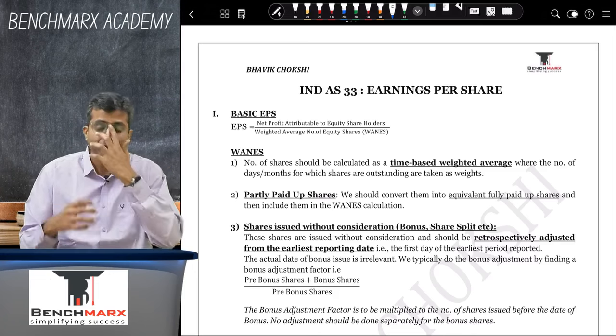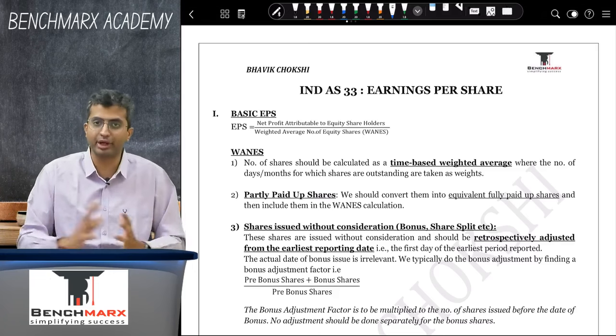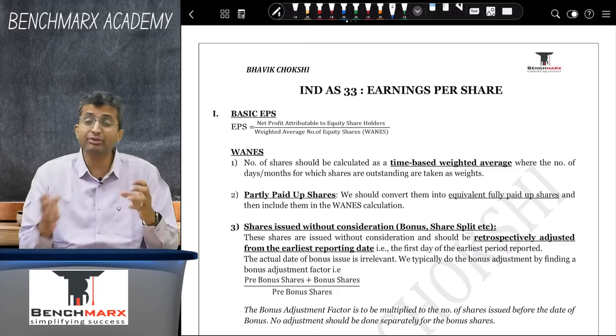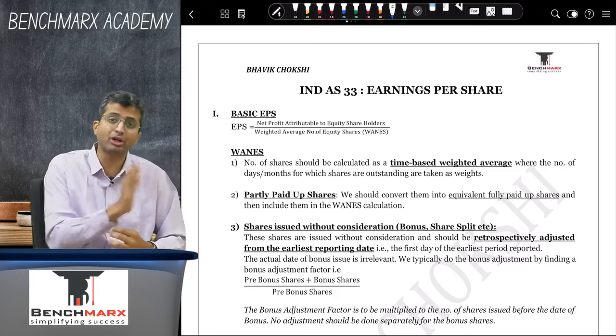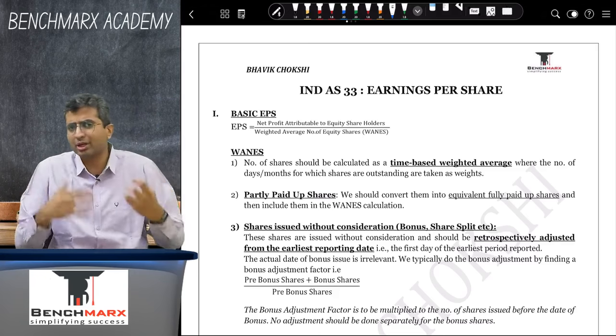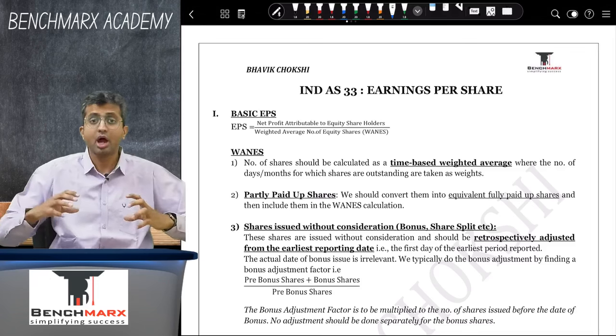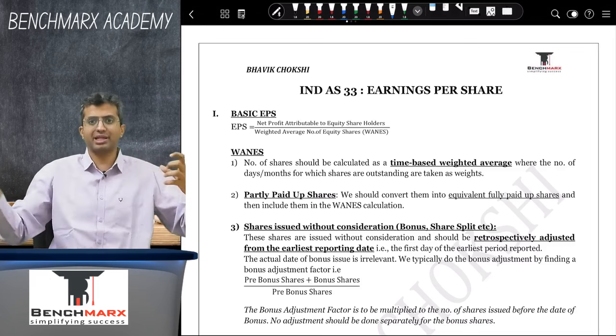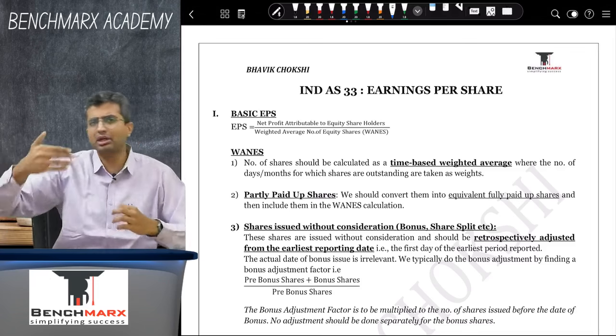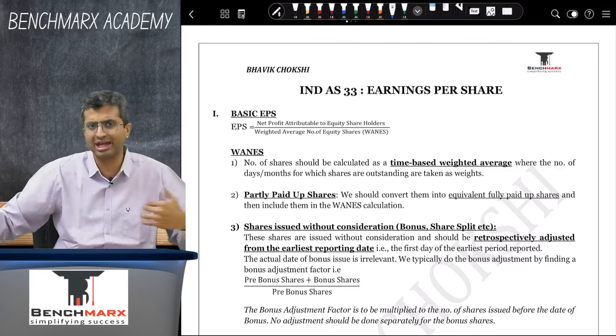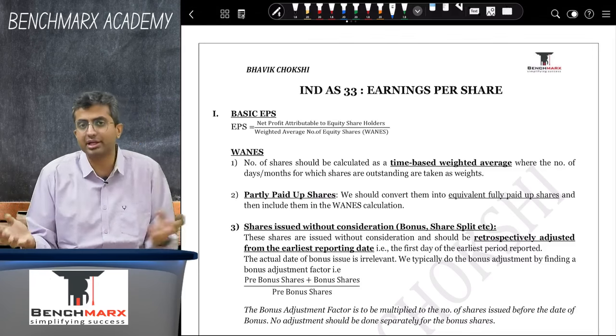And hence, bonus is considered to be a mere book entry. And hence, in order to enhance comparability, we say that, for all practical purposes, bonus shares were always in existence. Yes, earlier they may have appeared as reserves. They were not shares, but the capital was always there in the company.